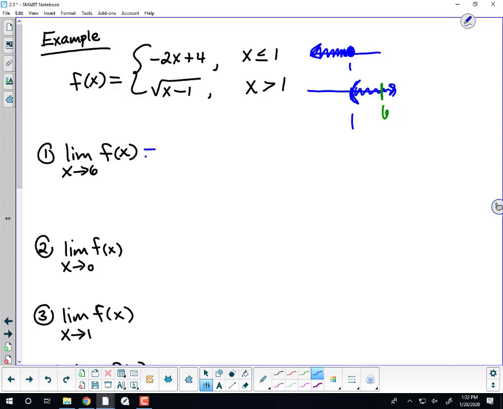So to compute this limit, let's make it a little more explicit. That's the limit as x approaches 6, and we have to use this function. So that's just the square root of 6 minus 1, is what that limit is.